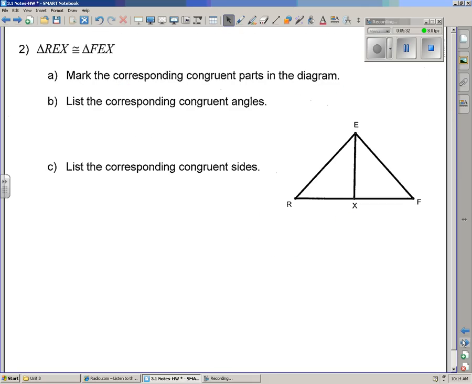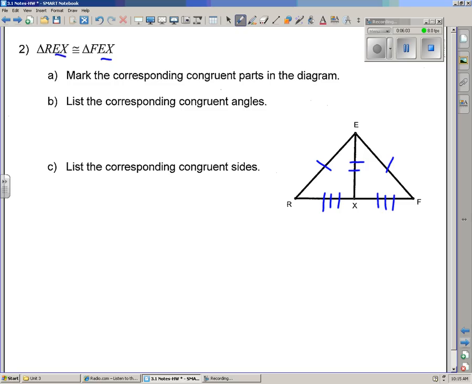Here's the last one. Triangle REX is congruent to triangle FEX if you match up the corresponding parts and then you list the congruent angles and the congruent sides. Well, REX and FEX, according to the letters, RE and FE must match up. EX matches up to EX. That's the first time where you see reflexive, by the way, because if I separate the two triangles, that would be a line segment in both of them. And then RX matches up to FX.